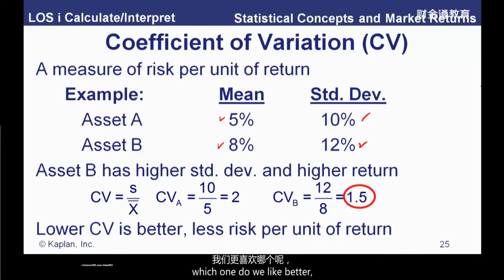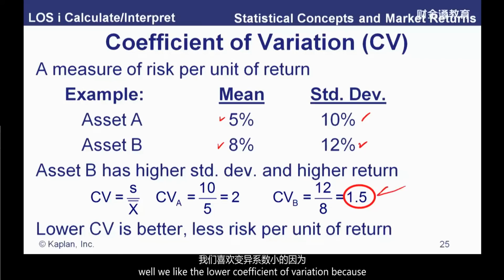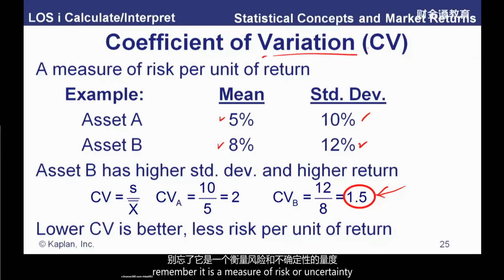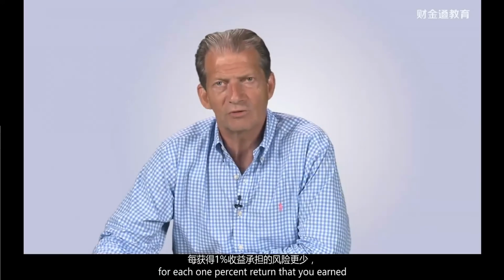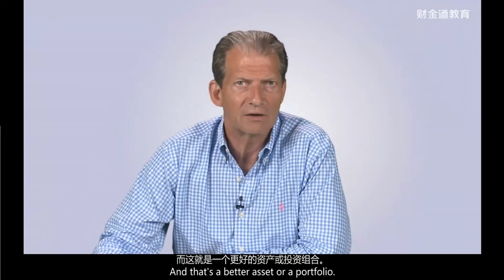Which one do we like better? Well, we like the lower coefficient of variation because remember, it is a measure of risk or uncertainty, and we prefer less risk and less uncertainty, other things equal. So lower coefficient of variation is better, less risk per unit of return. So you took on less risk for each 1% return that you earned, and that's a better asset or portfolio.